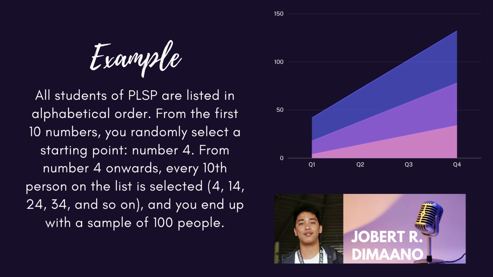So, doon naman sa example, ibig sabihin, ang lahat ng mag-aaral ng PLSP ay nakalista sa alpabetong pagkakasunod-sunod. So, mula sa unang sampung numero, random na pipili ng panimulang point. So, mula sa numerong 4, pataas bawat sampu sa listahan, ika-10 tao sa listahan ay pipiliin: 4, 14, 24, 34 at iba pa. So magkakaroon ka dapat ng 100 taong sample.